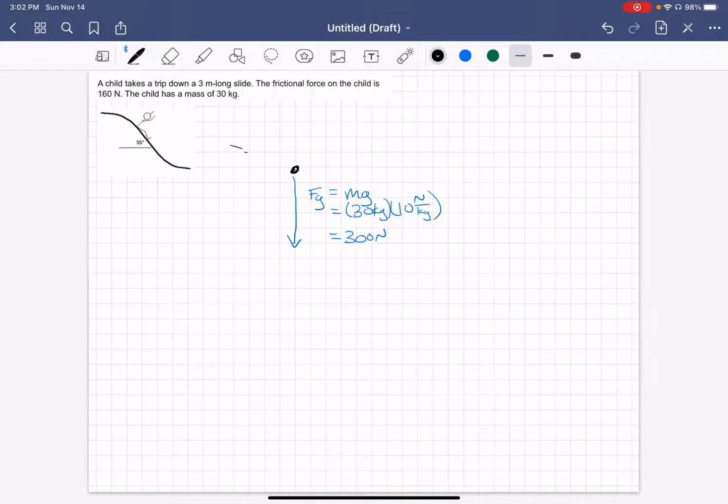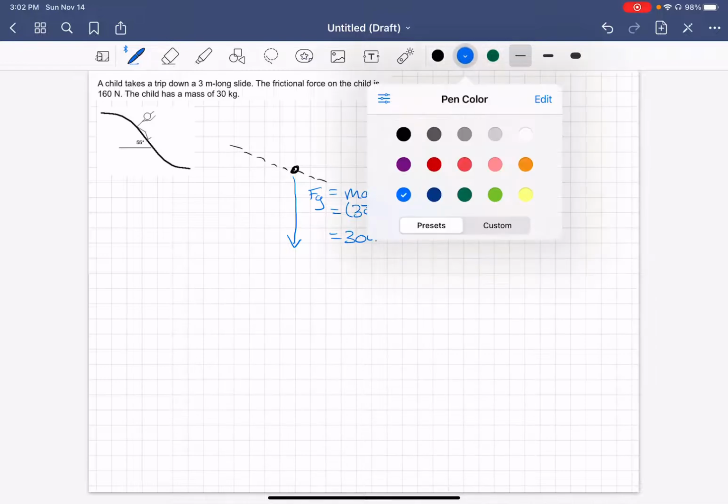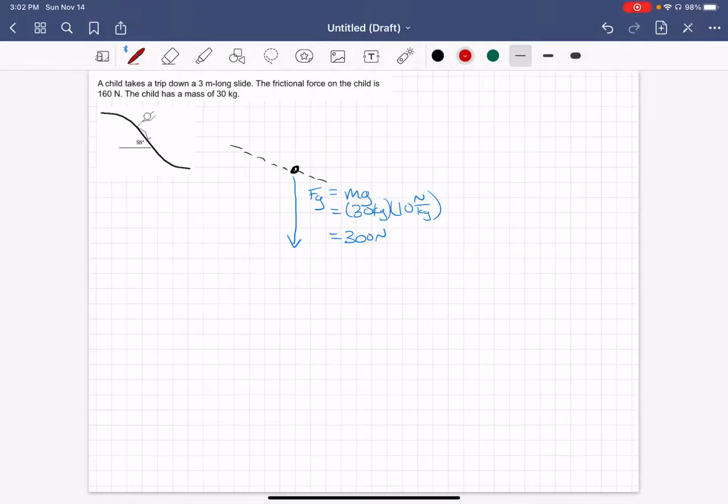Now, for these next forces, I'm going to just add a dashed line to represent the surface of the slide. That helps me keep track of direction. Now, I know this child is compressing the surface of the slide, which means that there must be a normal force perpendicular to the surface of the slide.